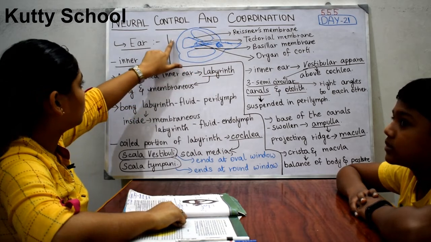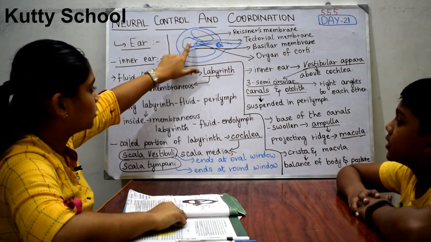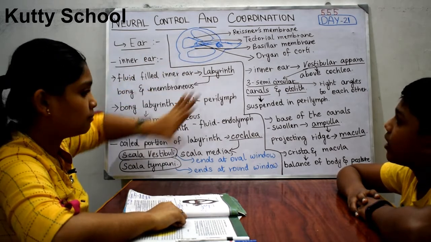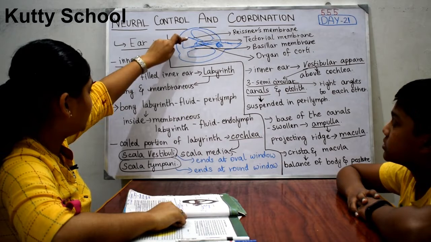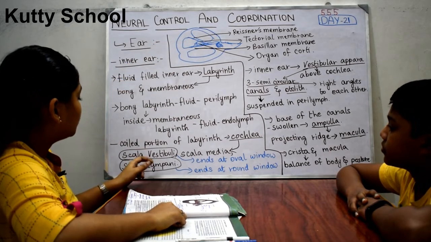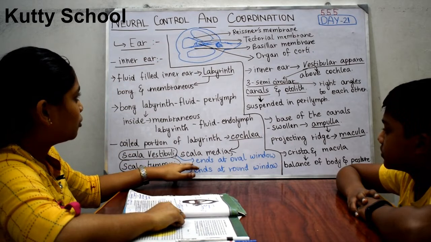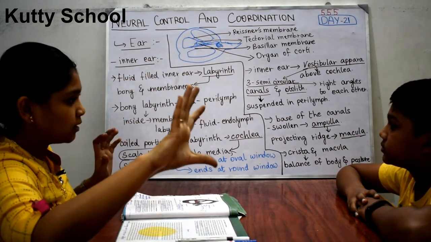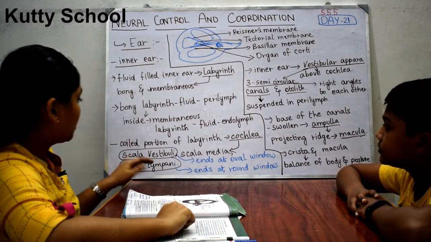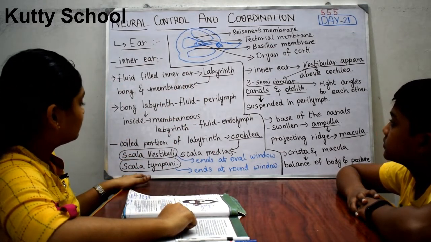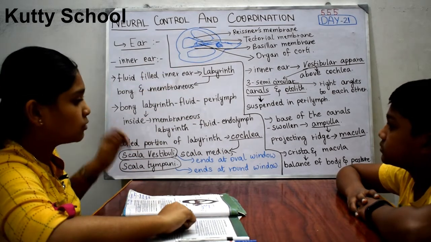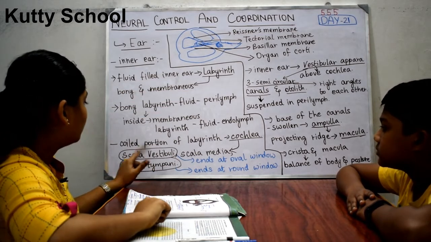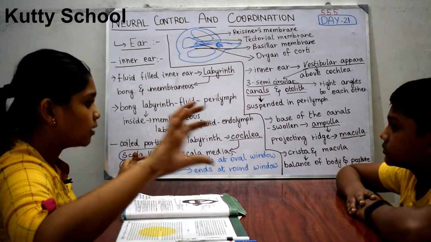This is what is bony and this is membranous. Bony is filled with perilymph and this one is filled with endolymph. Are you clear with this diagram? Scala vestibuli, scala media and scala tympani. The scala vestibuli ends at a structure called the oval window. And the scala tympani ends with a structure called the round window.